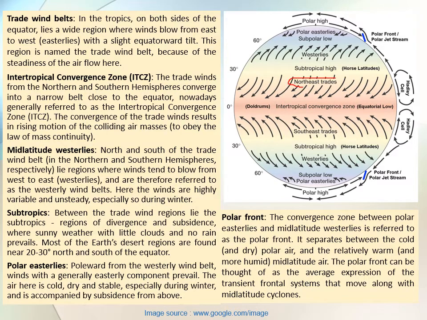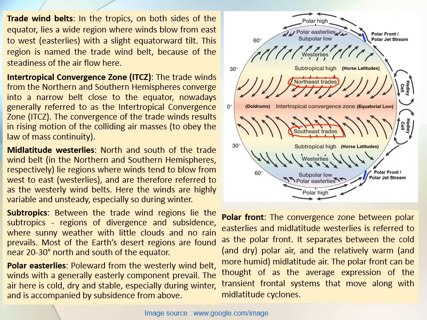Similarly, in the southern hemisphere, the apparent movement of this wind is from southeast to northwest. Now, these names are given depending on the direction from which the wind is coming. So you can see in the northern hemisphere, the wind is coming from the northeast towards southwest. So from the direction of origin, the names were given. That is why it is known as the northeast trade winds. In the southern hemisphere, it is known as the southeast trade winds.